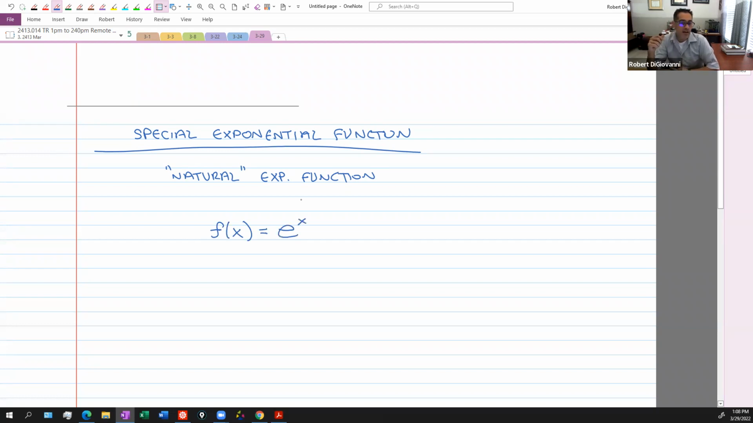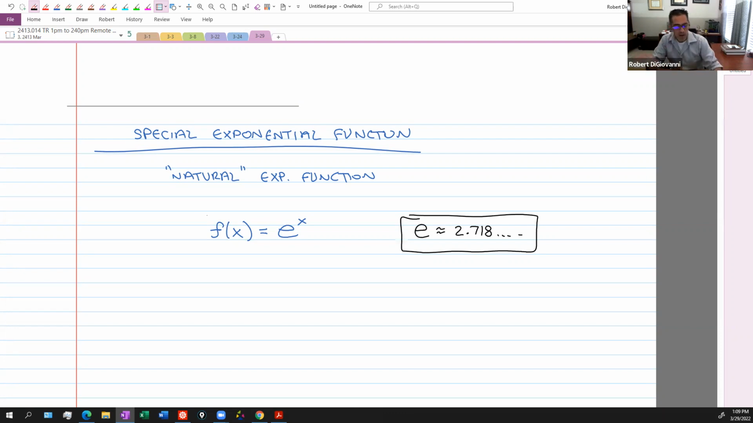You should have learned about this function e to the x in college algebra. And you should have been told that e, like the number pi, is just a decimal. It's about 2.718, and it keeps going forever and ever, just like pi does. It doesn't have a pattern to it. It's a very special number in math. Now in college algebra, you're not told why it's special. You're just told that it is special. I'm going to tell you today why it's special, but just not yet.